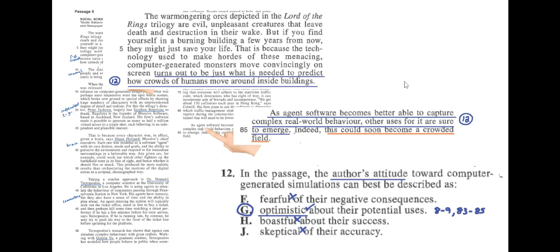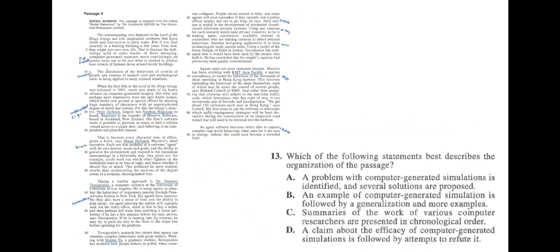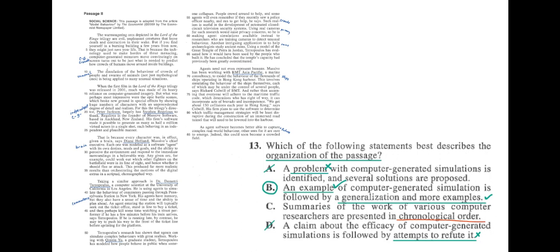Number 13, which of the following best describes the organization of the passage? So we go from one idea to the next, just one idea following another idea. So it's just going to be examples and generalizations followed by more examples. It's not a problem, right? Not a problem solution. It's not just chronological order, and it's definitely no refutation. So, again, process of elimination would get the answer to this question, probably a pretty easy question for most.